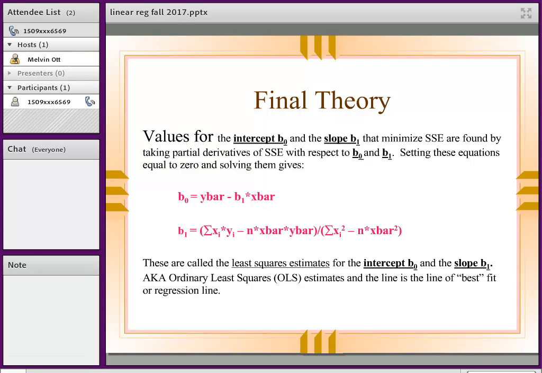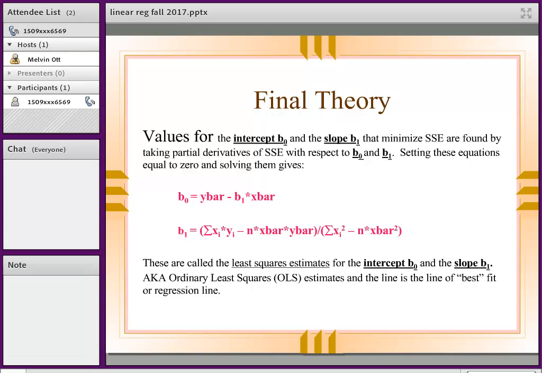Anyway, the solutions for those are called the least squares estimates for the intercept and slope. They're also known as ordinary least squares estimates. And the line through there is called the line of best fit, also called the regression line. Why do I give you all those names? Because people use them all. And so you need to be familiar with that so that you know what people are talking about.